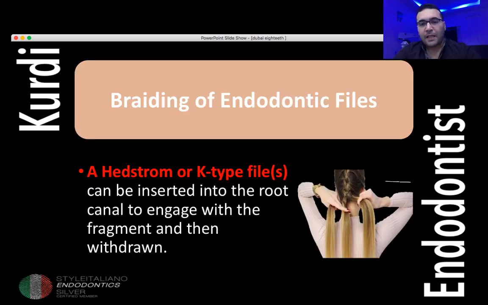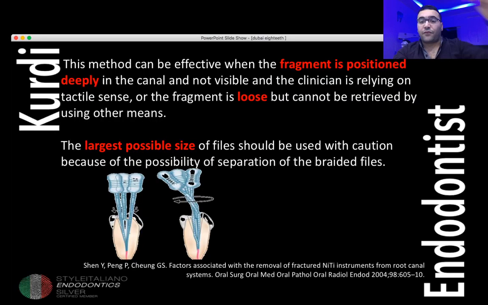Alright, we have also this technique of braiding. When the girl braids her hair with Hedstrom files, H files, or even K files, you can just put 1 or 2 or 3 files to braid the instrument inside the canal and pull them all together.